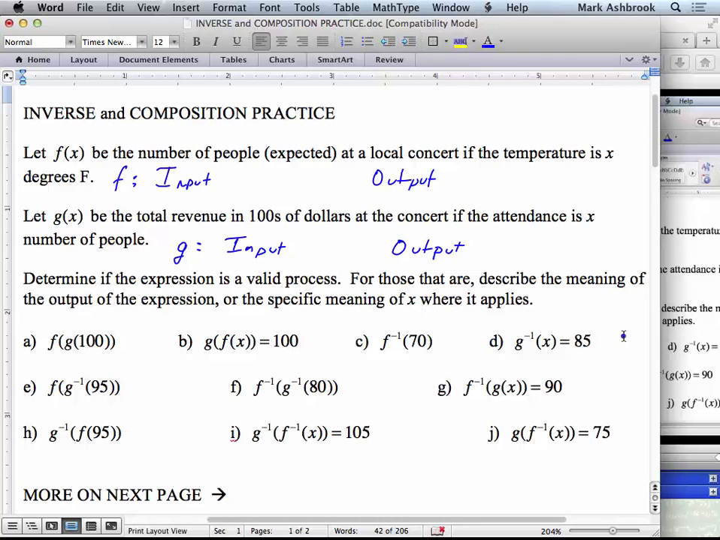What quantity? Hundreds of dollars. No, total revenue in hundreds of dollars. So if 85 comes out of G, that means $8,500. You see?